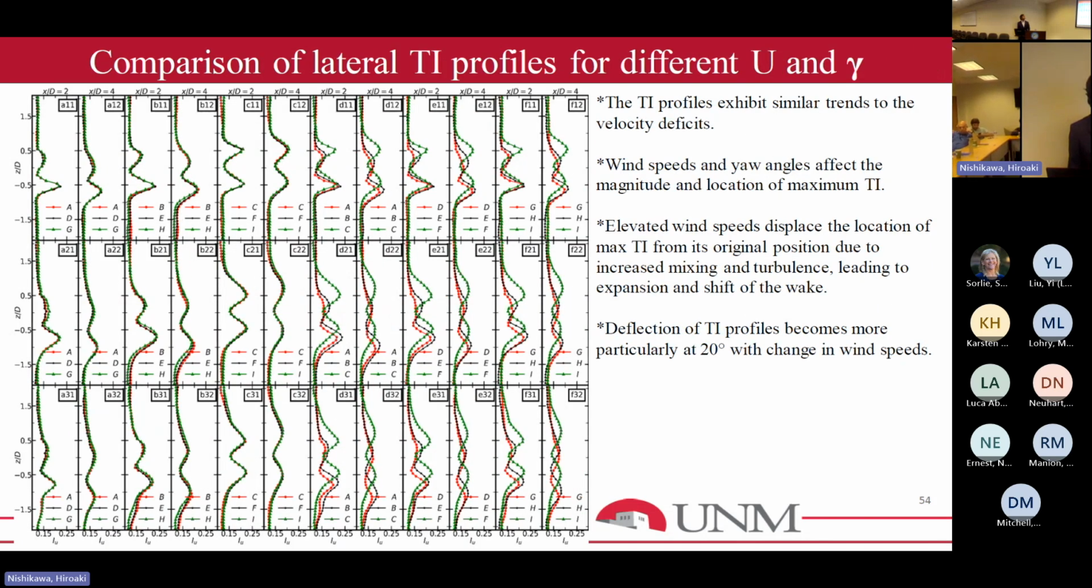This is the comparison of the lateral turbulent intensity profiles for different velocities and yaw angles. The same features we can see here, especially for the 20-degree yaw angle. As you can see, the higher velocity shifts the turbulent magnitude and also the distribution away from the central line. The central line is the zero line here. For the lowest velocity, it doesn't shift that much. That suggests that the wake is affecting the downstream more for the lowest velocity.